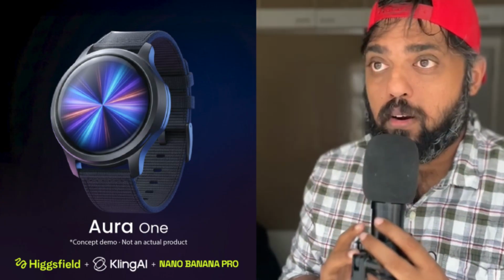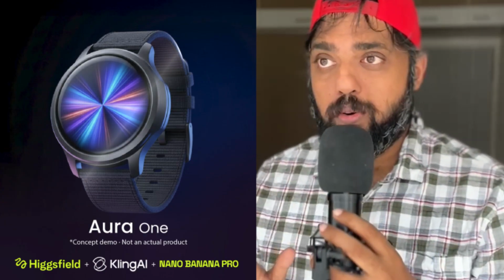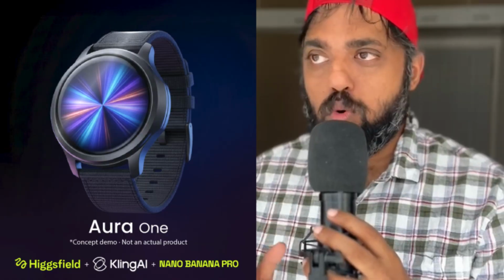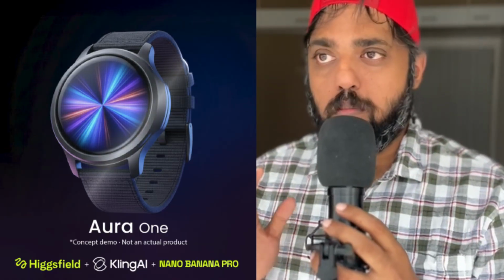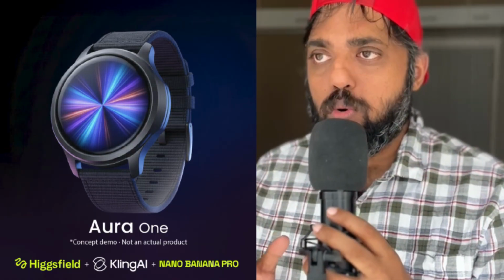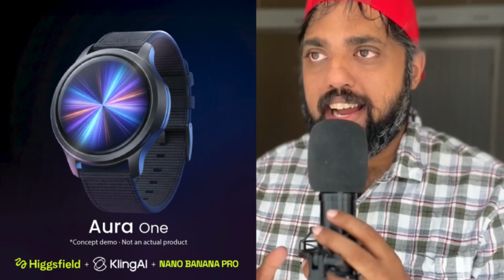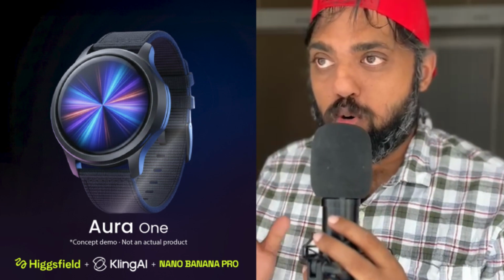It looks like a premium product film, but it wasn't shot in a studio. It was created inside Higgsfield using Nano Banana Pro for high fidelity product imagery and Kling 2.6 to bring those visuals into motion. In this video, I will show you how Higgsfield can be used to build a complete agency grade product ad from still to cinematic motion.